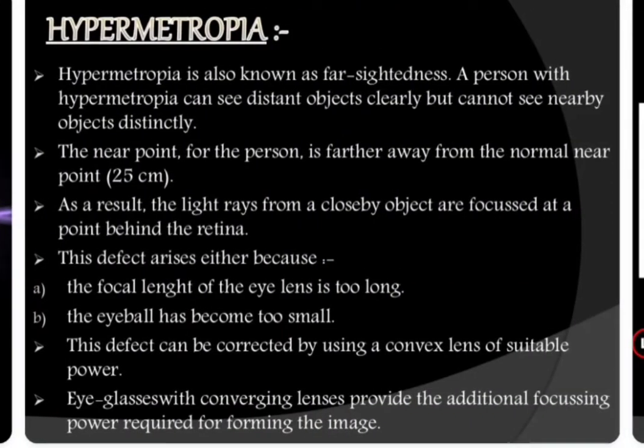And the next defect is what? The next defect is hypermetropia. What is hypermetropia? Hypermetropia is the defect which can be easily corrected, and it is called long-sightedness.